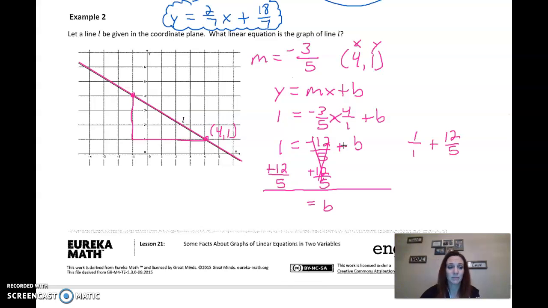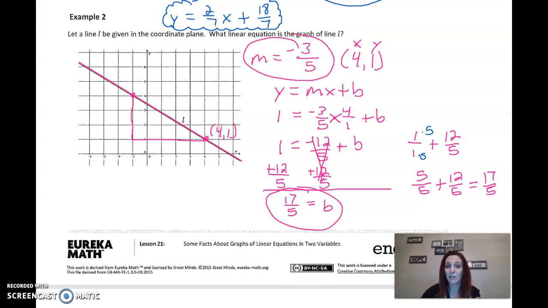Common denominator. Common denominator is going to be 5, so times 5 times 5. This ends up being 5 over 5 plus 12/5. Denominator stays the same. 5 plus 12 is 17. So our b is 17/5. I know that's an ugly number, but the only thing you have to do is simplify it. You can't simplify 17/5. You don't have to change it to a mixed number. You don't have to change it to a decimal. Just leave it as 17/5.